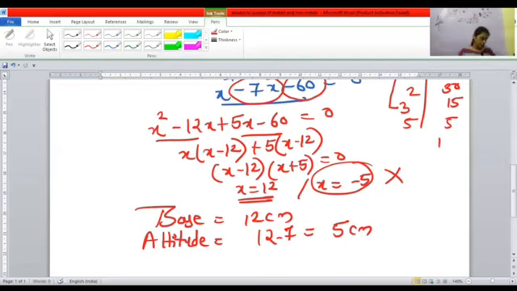Right, students? So I hope the things are clear. I have solved one or two odd problems, and I'm going to explain to you the initial method of solving, which was factorization, right?